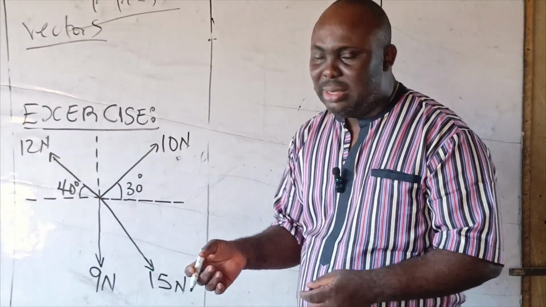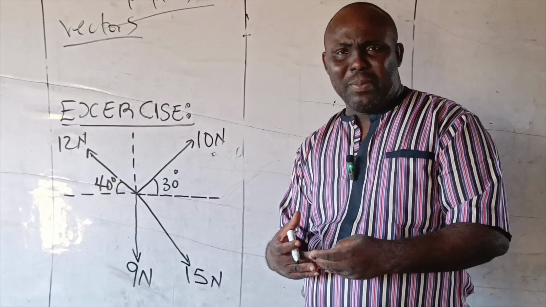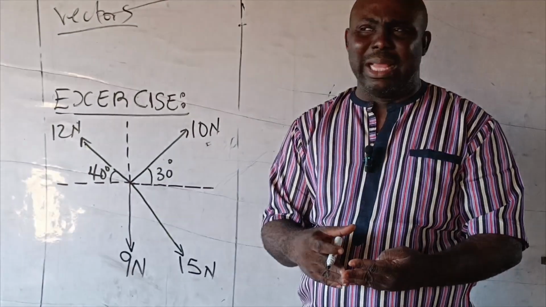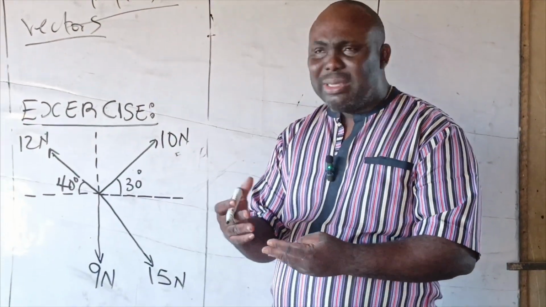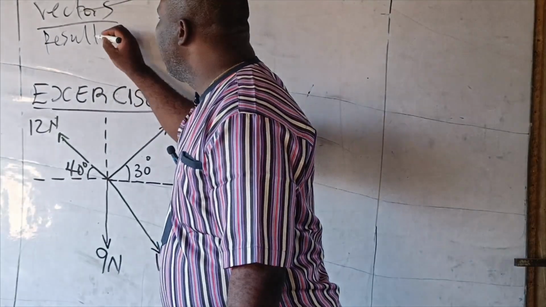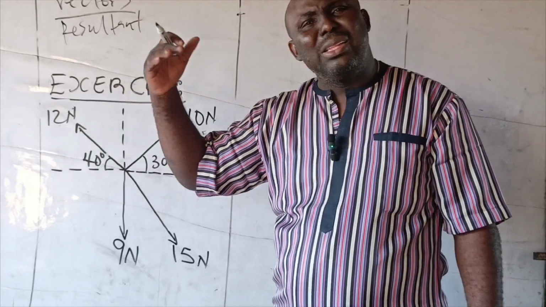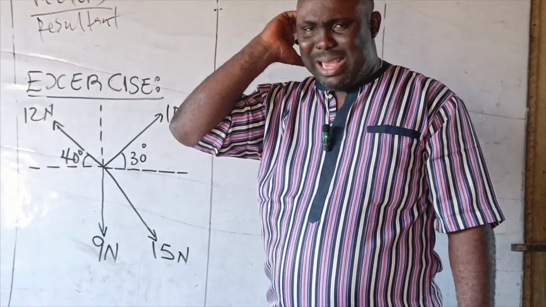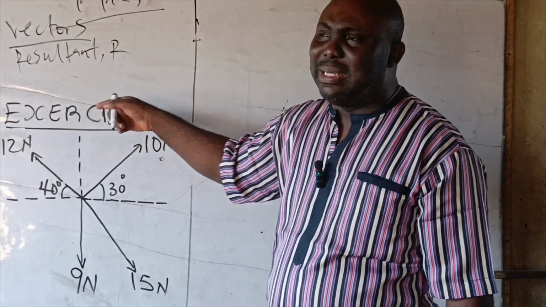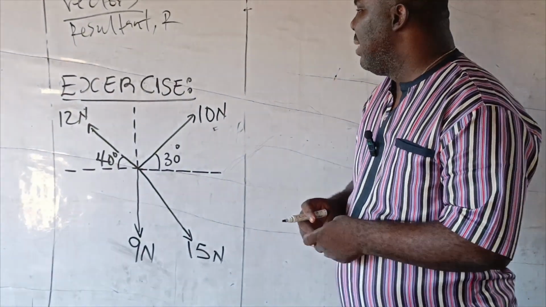So these are vectors. Two or more vectors can act together. Therefore, when two or more vectors act together, they must have a resultant. What is this resultant? Resultant is that single vector that will produce the same effect as those other two or more vectors combined together, both magnitude and direction. And resultant is represented by the symbol R.